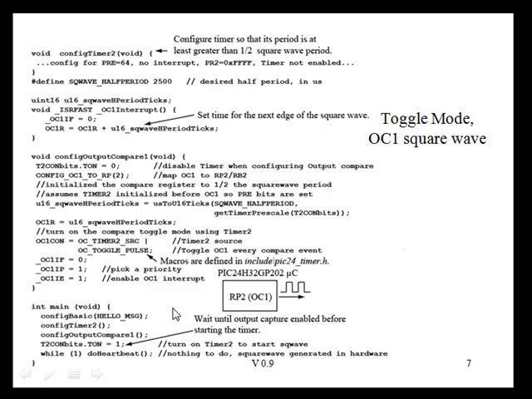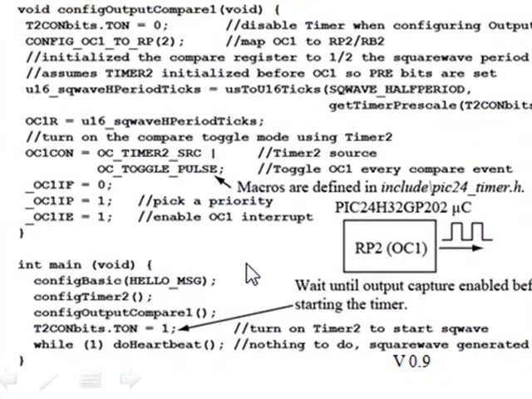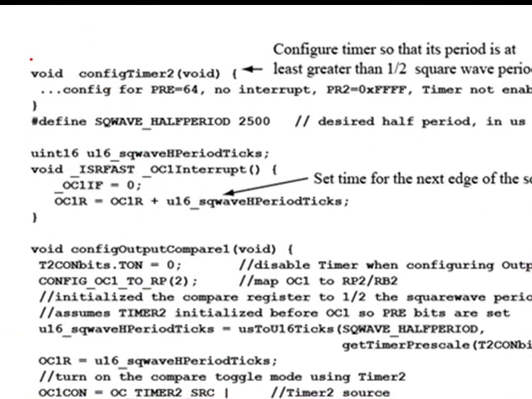So let's look at some code that implements the method on the previous slide to use the output compare module to create a square wave. So first thing we'll do is we'll config basic like we always do. Then we're going to config timer 2. We're not going to show all the details of this code since we've done that in previous lectures.